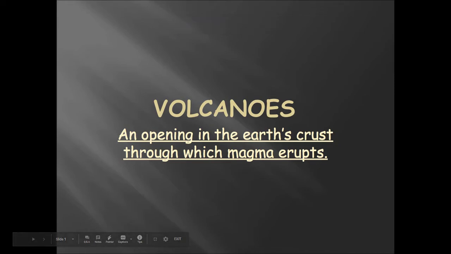This is day 1 of 2. Today we're going to look at different types of volcanoes and different types of eruptions and where volcanoes happen on Earth. And tomorrow we will look at the factors that can affect how explosive or violent a volcanic eruption can be.